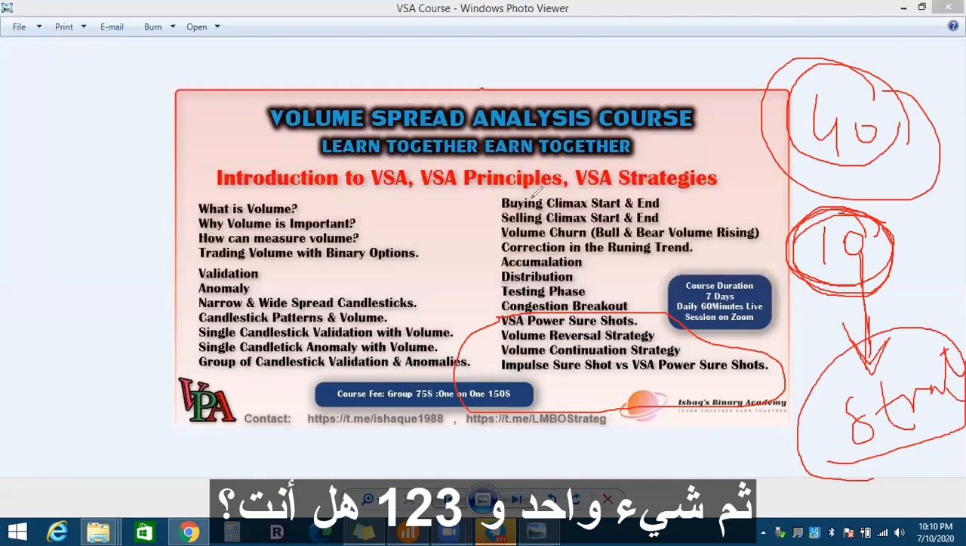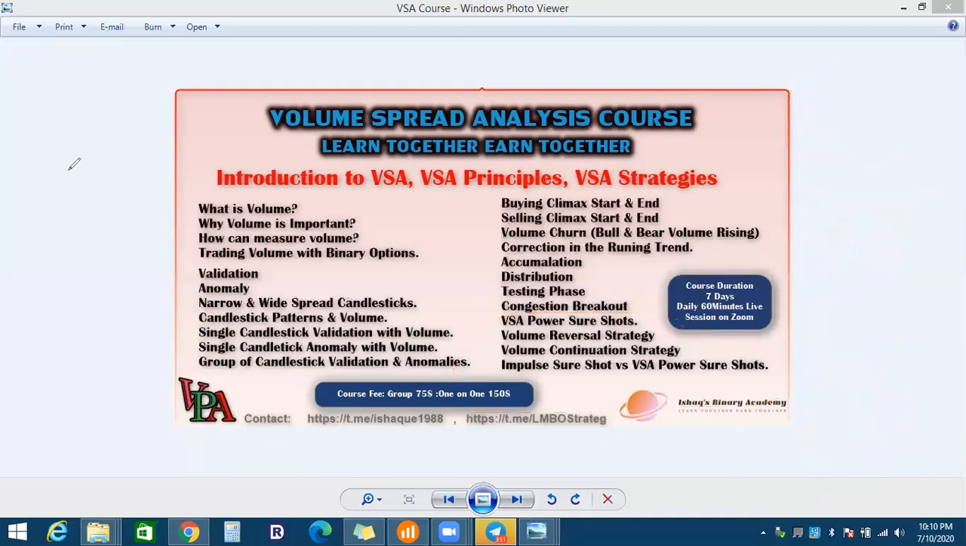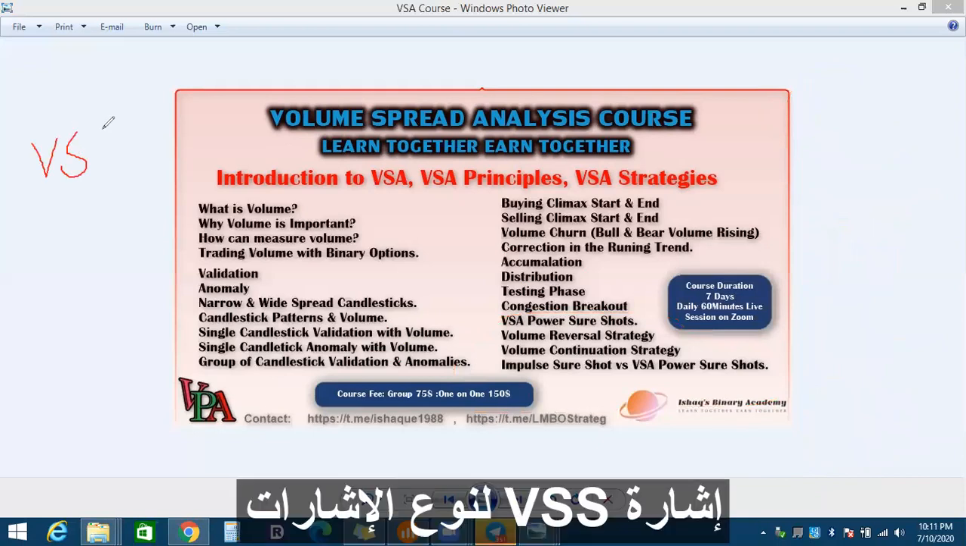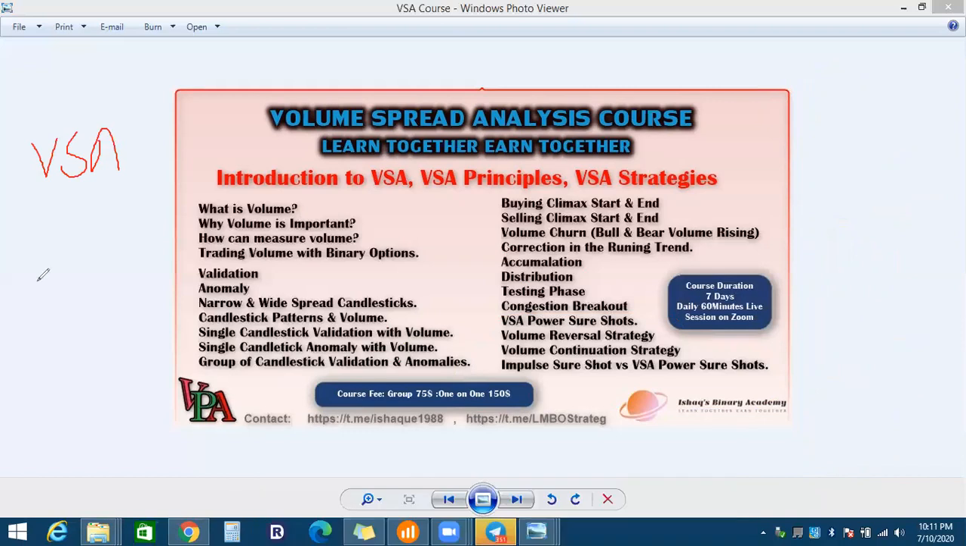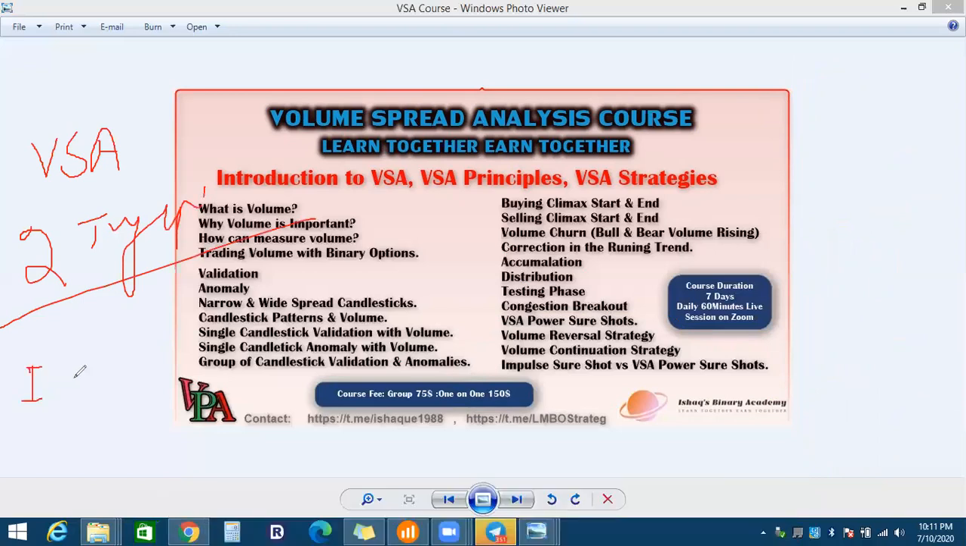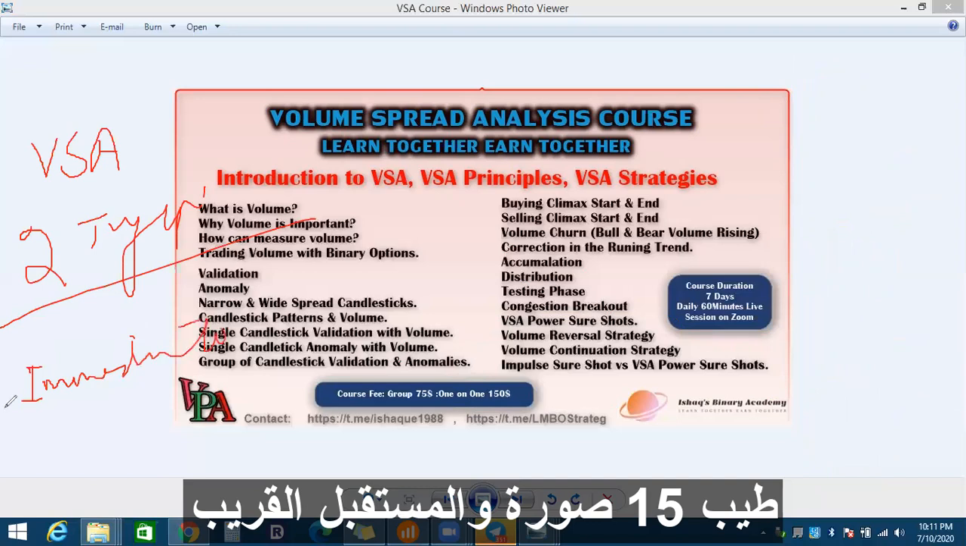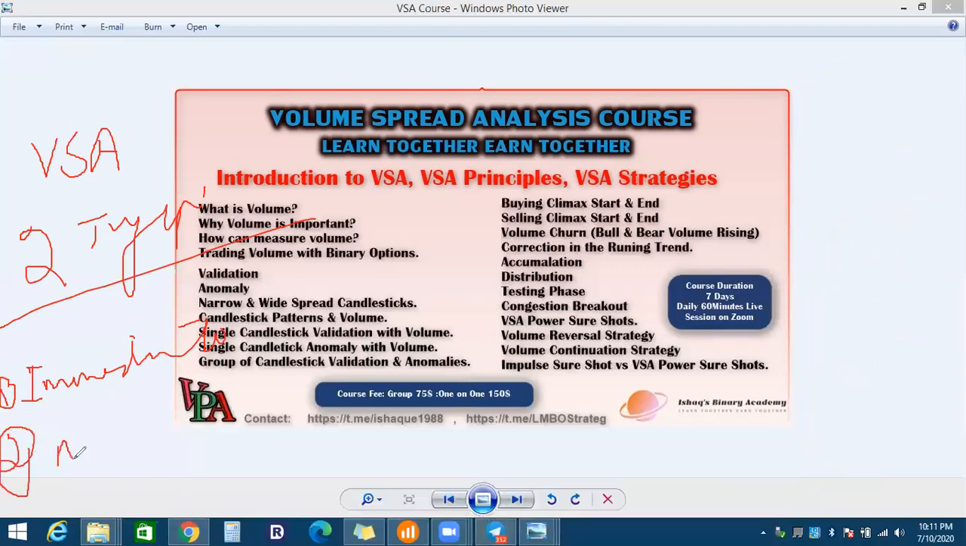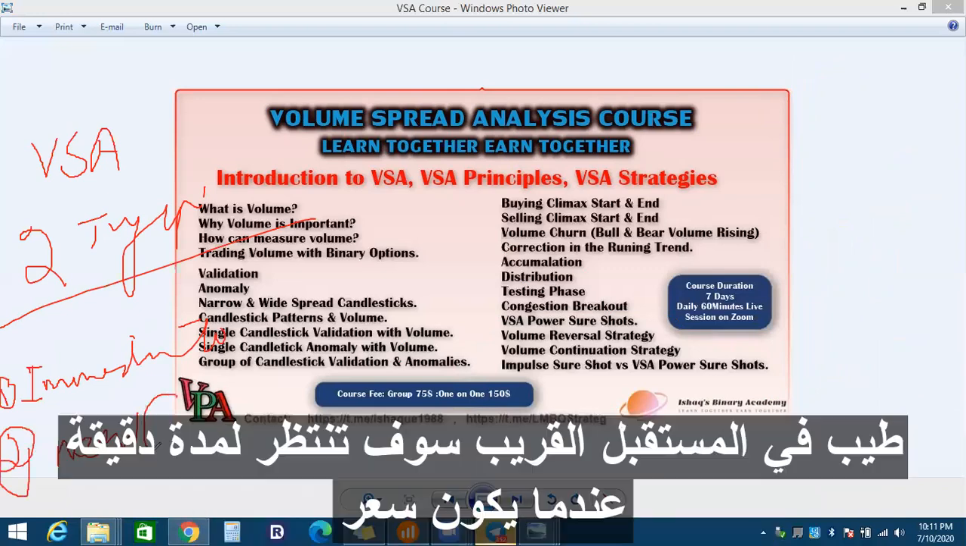And then one thing I'm going to clear up here. VSA signals have two types. Which ones? One type is immediate reversal. And the other type is near future reversal.